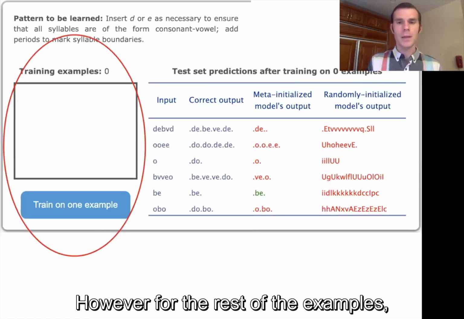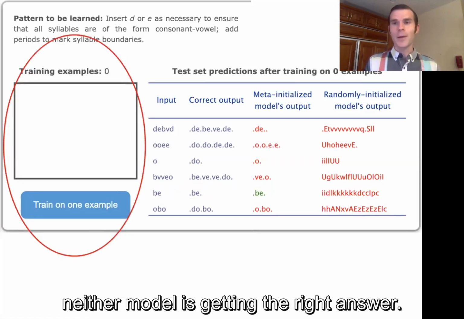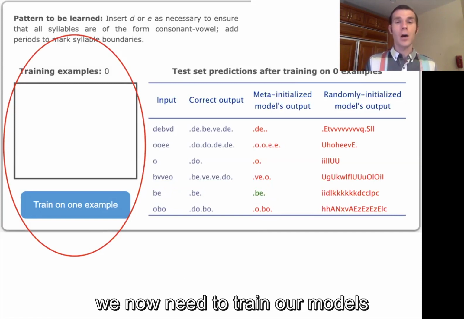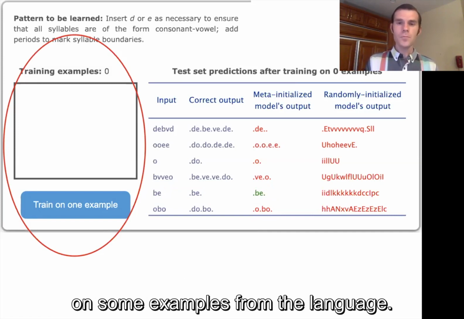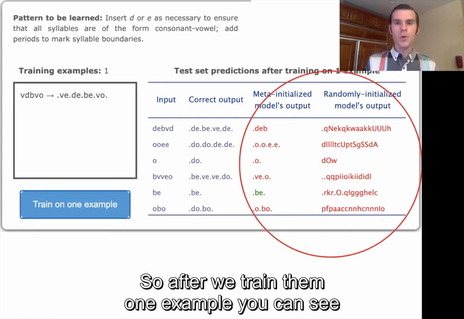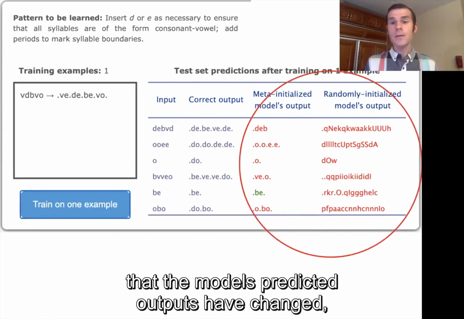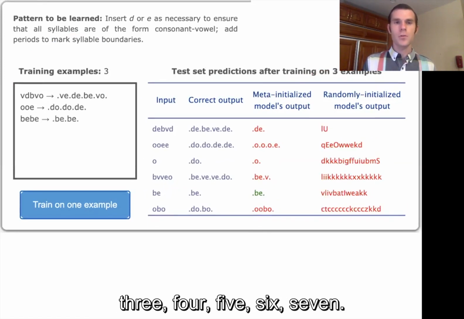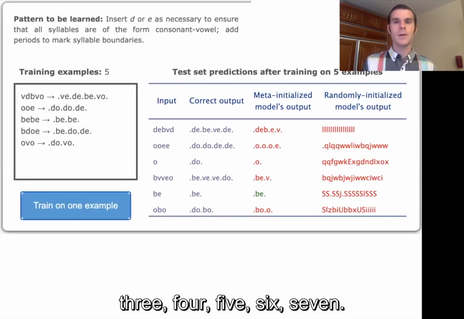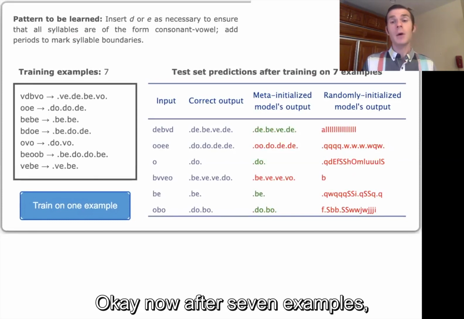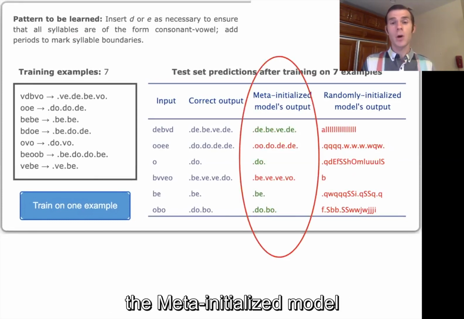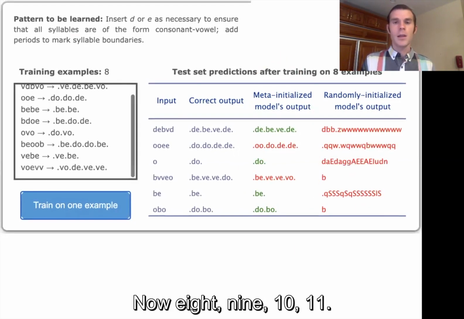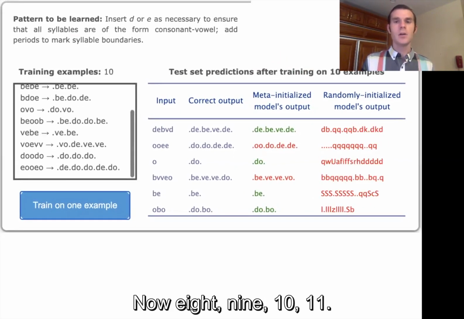However, for the rest of the examples, neither model is getting the right answer, so in order to actually learn the full language, we now need to train our models on some examples from the language. So after we train on one example, you can see that the model's predicted outputs have changed, but they're still getting most of them wrong. Now we've trained on 2 examples, 3, 4, 5, 6, 7. Okay, now after 7 examples, the meta-initialized model is getting several more examples correct, but still not all of them. Now 8, 9, 10, 11.